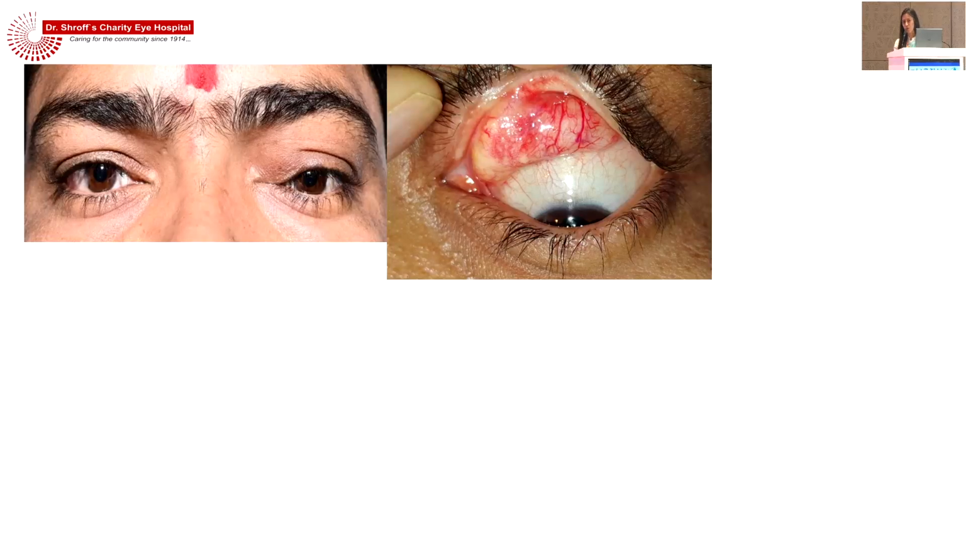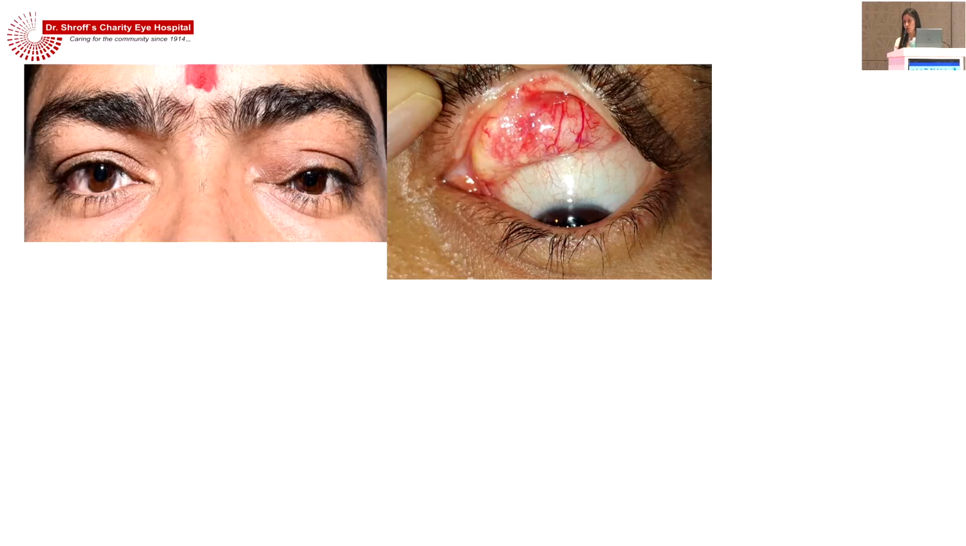We have gone through all of these cases in the first presentation. What does it look like? This is the tarsal conjunctiva. So this was again a complex choristoma. So it's not necessary that all complex choristomas that we see will be in the bulbar conjunctiva. Some of them can involve the tarsal conjunctiva also.